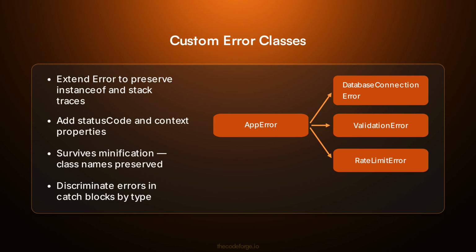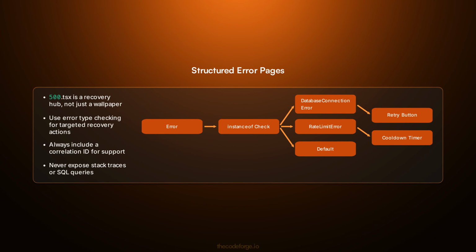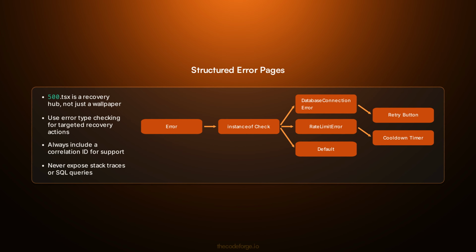A database connection error can trigger a retry mechanism, while a validation error returns immediately to the client. Your 500.tsx file in the app directory is your last line of defense when everything else fails. It needs three things: a recovery action, a correlation ID, and suppression of sensitive data.